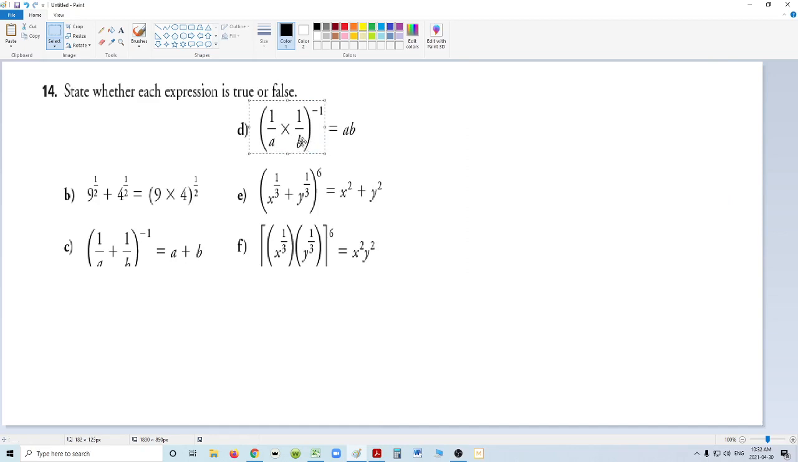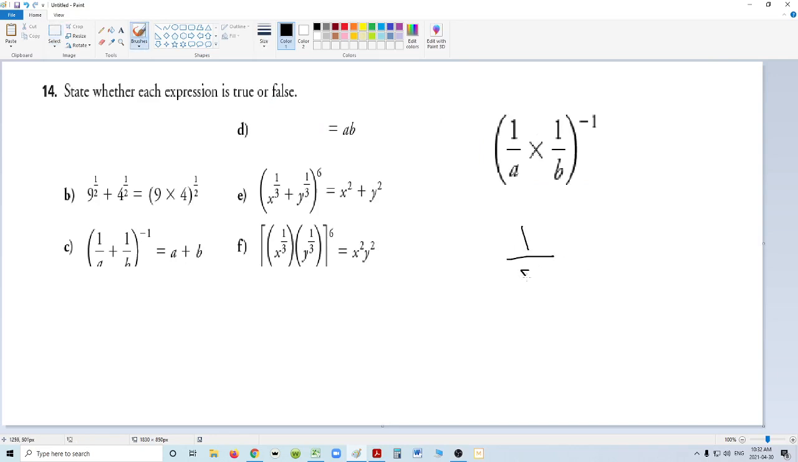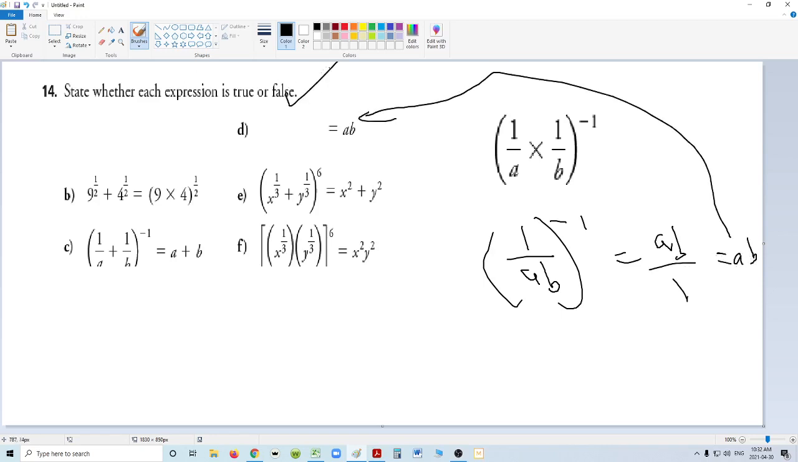This might be true. The easier way to rewrite this to figure it out is to rewrite the internal as this, which means I can just now flip my fraction, which is indeed the right side, so it's true.